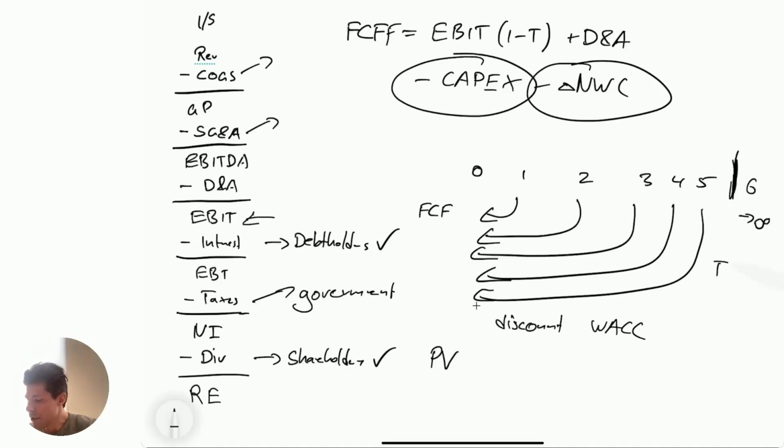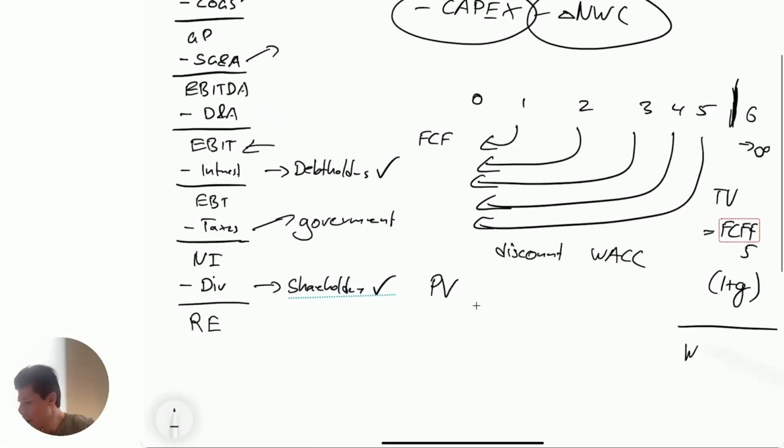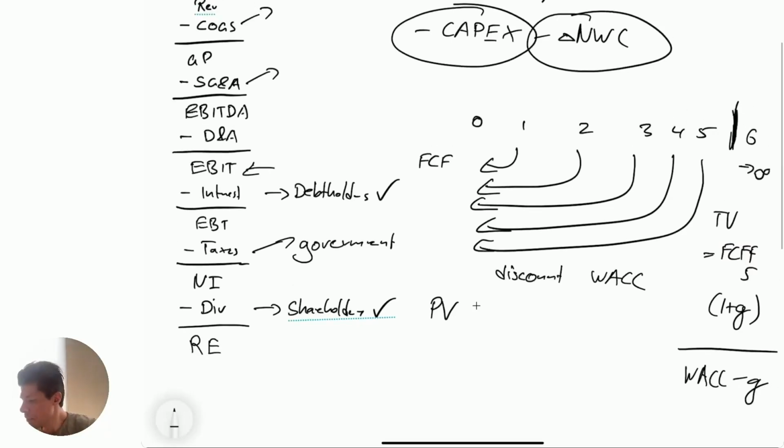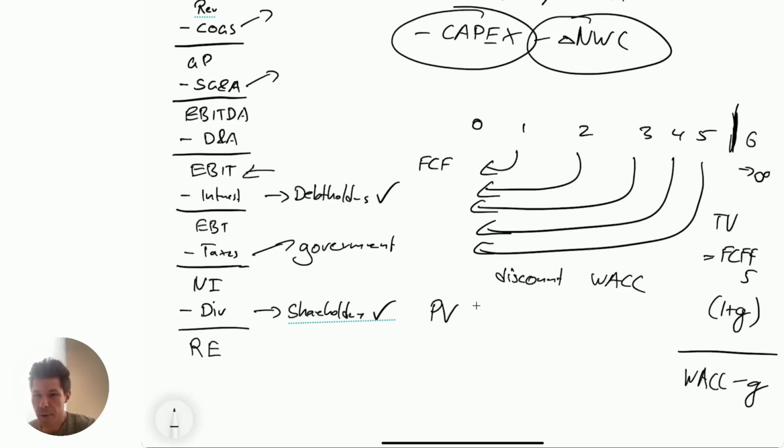What you then do is calculate your terminal value, which is your free cash flow to the firm in year 5, times 1 plus a growth rate that you assume, divided by WACC minus your growth rate. This is your terminal value for year 6. And then you again use your terminal value divided by WACC to go to present value.